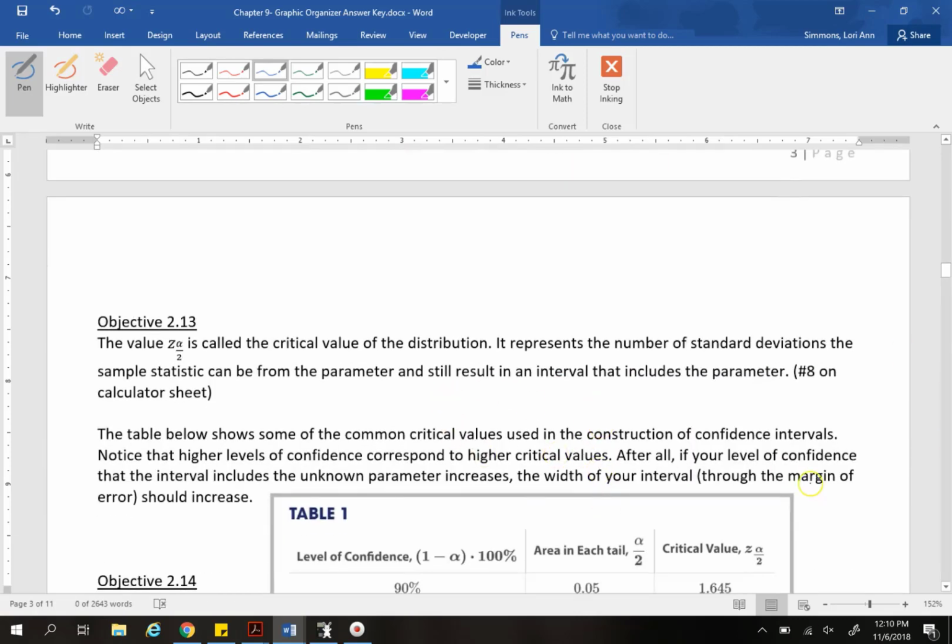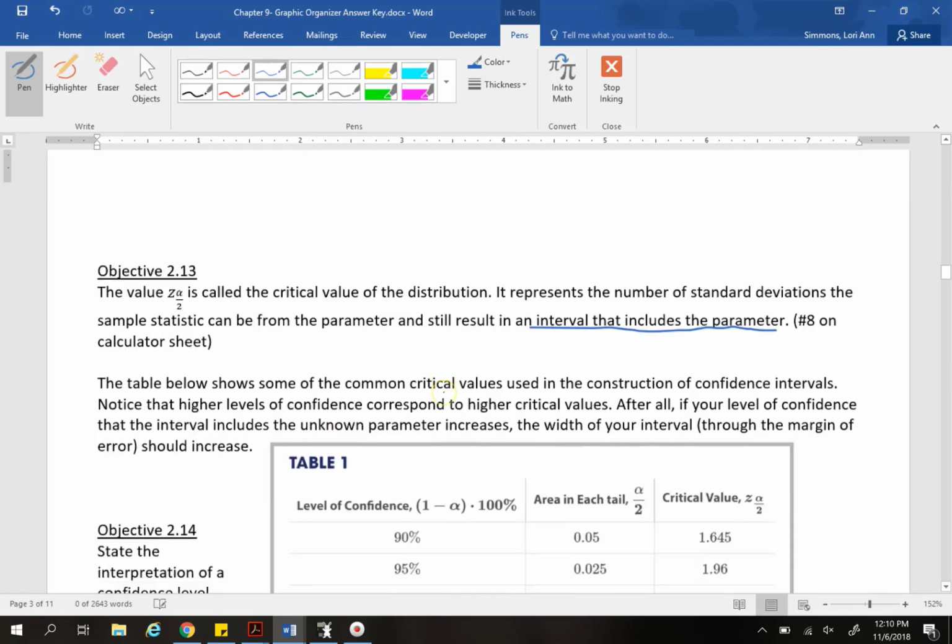Because a critical value represents the number of standard deviations the sample statistic can be from the parameter and still result in an interval that includes the parameter. So it's pretty close to what we worked with. Now a critical value just takes it one step farther because it's an interval that includes the parameter. And this can be done with number 8 on your calculator sheet.